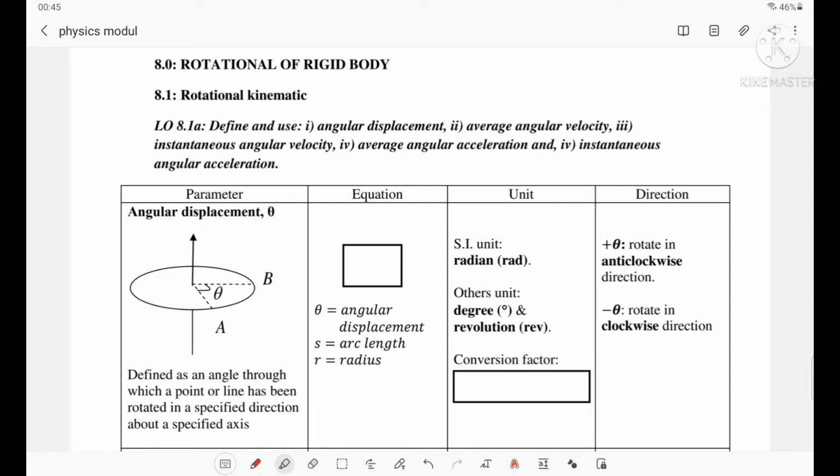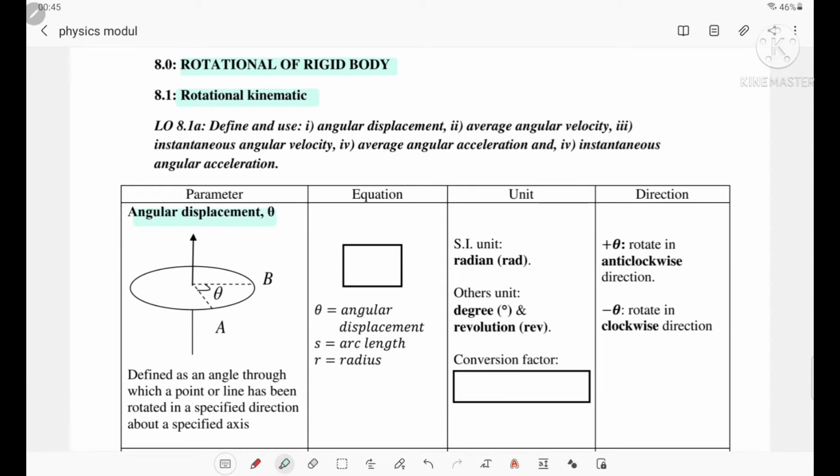Everyone, today we are going to learn Chapter 8, Rotation of Rigid Body. So let's look at the first subtopic, Rotational Kinematics. We start with the first quantity, angular displacement, theta. So what is the angular displacement?